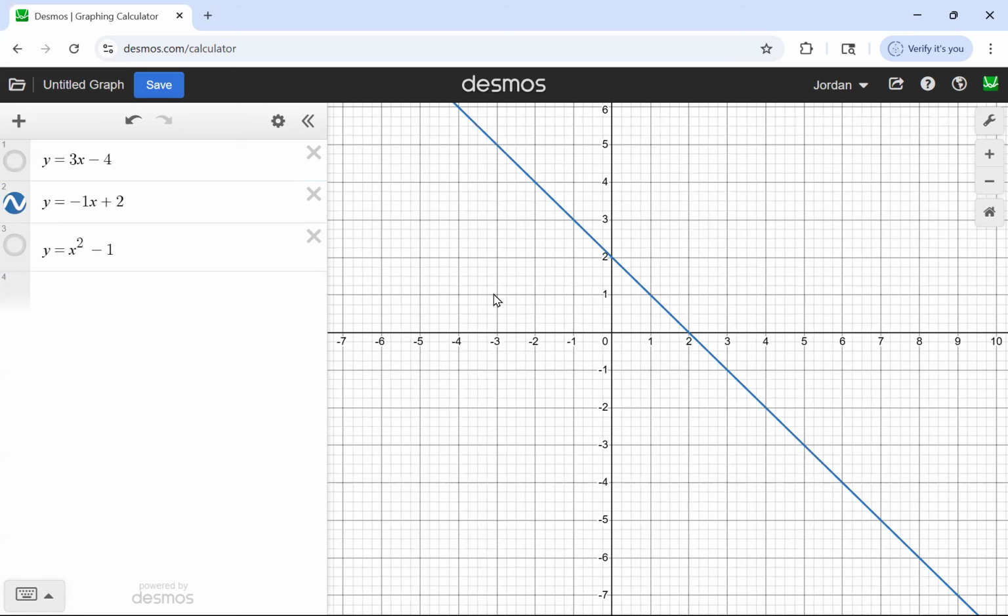When I take y equals -1x plus 2, (0, 2) is my y-intercept, (2, 0) is my x-intercept. So we get a single y-intercept and a single x-intercept in that case as well. Straight lines, you can see, are going to, generally speaking, pass through the y-axis just once, pass through the x-axis just once.